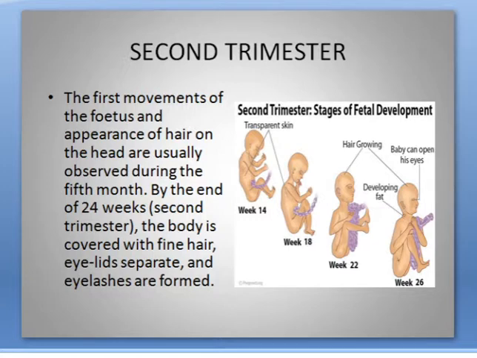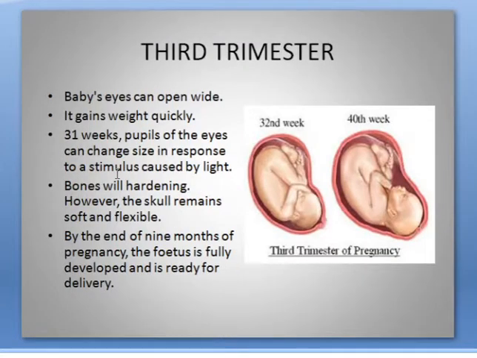And the last 3 months are called the third trimester, that is the 7th, 8th, and 9th month. So in this case, mostly the growth of the baby takes place. The baby's eyes can open wide. It gains weight quickly. In the 31st week, the pupil of the eyes can change size in response to light. Bones will harden. However, the skull still remains soft and flexible. And at the end of the 9 months, the fetus is fully developed and ready for delivery.